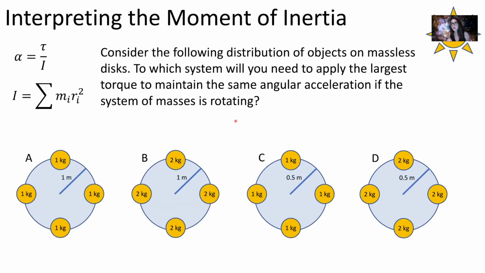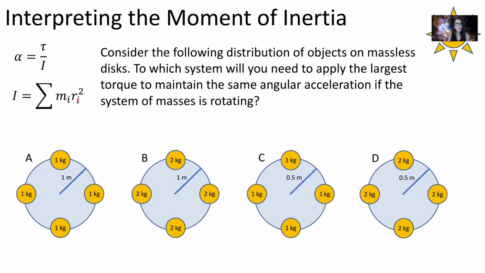Here's what you're going to do for this first engagement check question. You're going to interpret the moment of inertia of a system. So we're going to consider these 4 systems down here and the distribution of objects on a massless disk. To which system will you need to apply the largest torque to maintain the same angular acceleration if the system of masses is rotating?